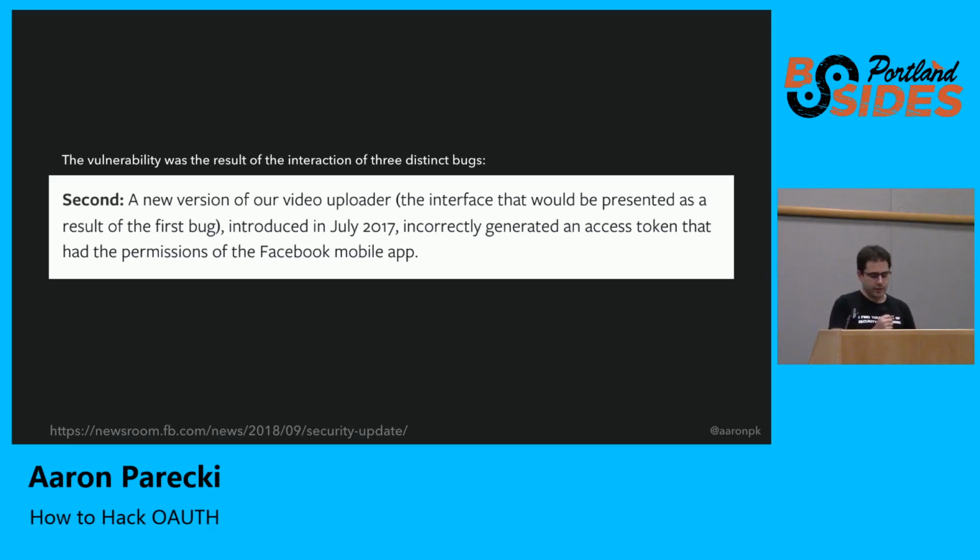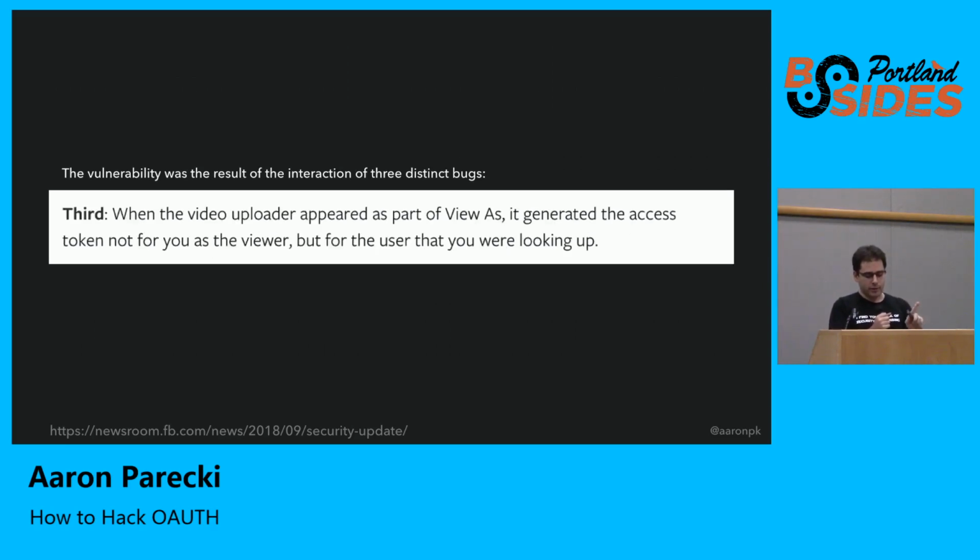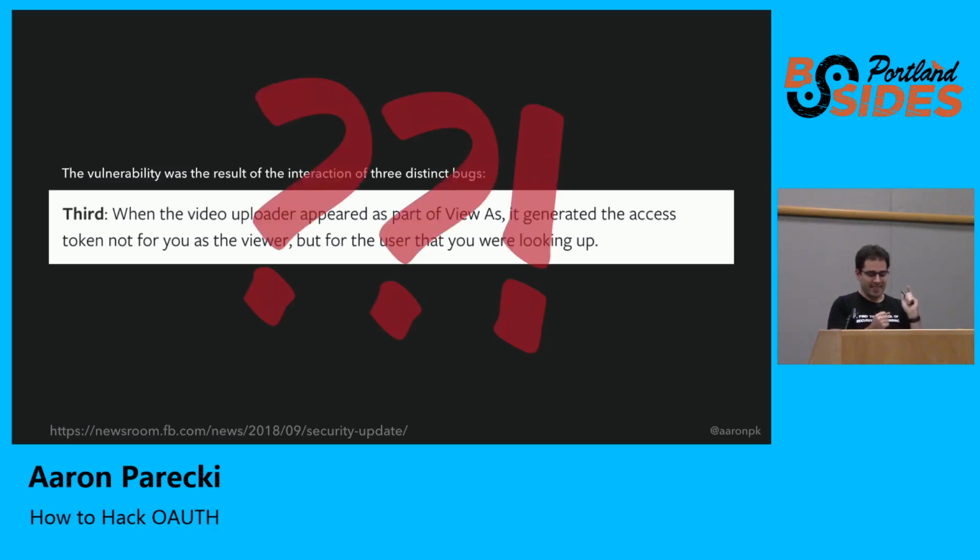Here's where it starts getting weird. When the video uploader appeared as part of the View As feature, the access token that it got was not for you, but for the user you were looking up. Yeah. This should never have been possible. This is not something that should have been able to be pulled off, because what it sounds like to me is that they just swapped a user ID field in the access token that was generated.